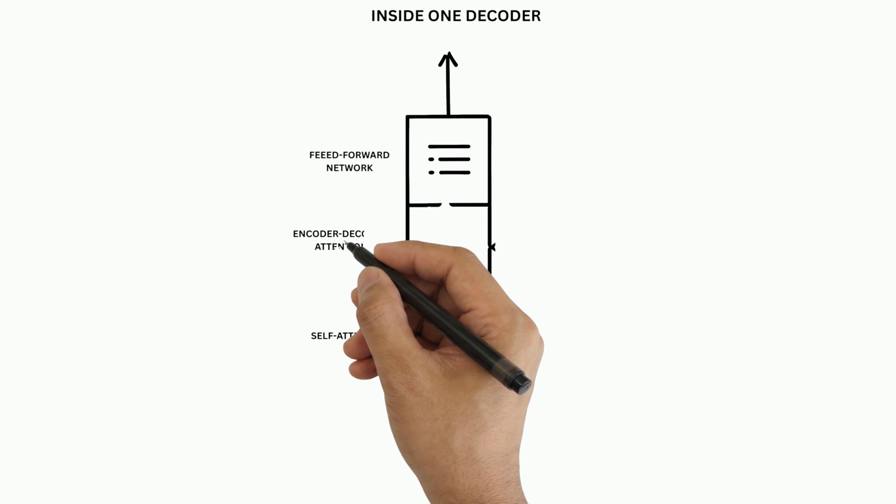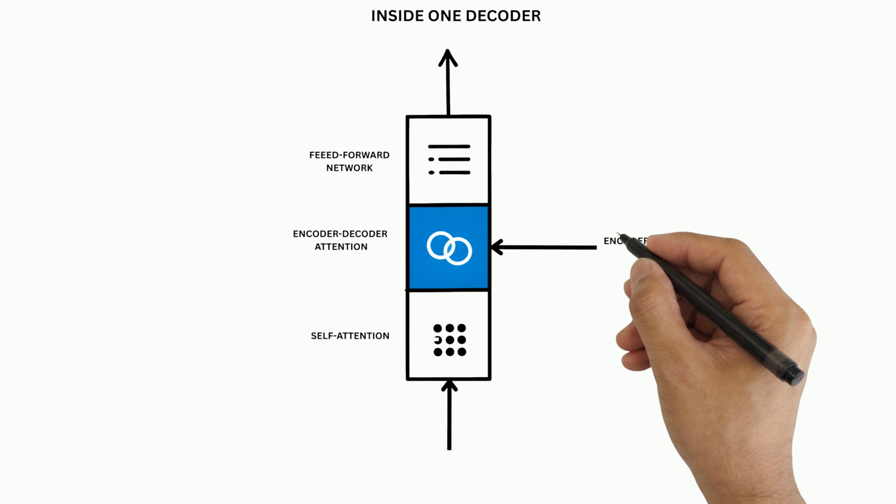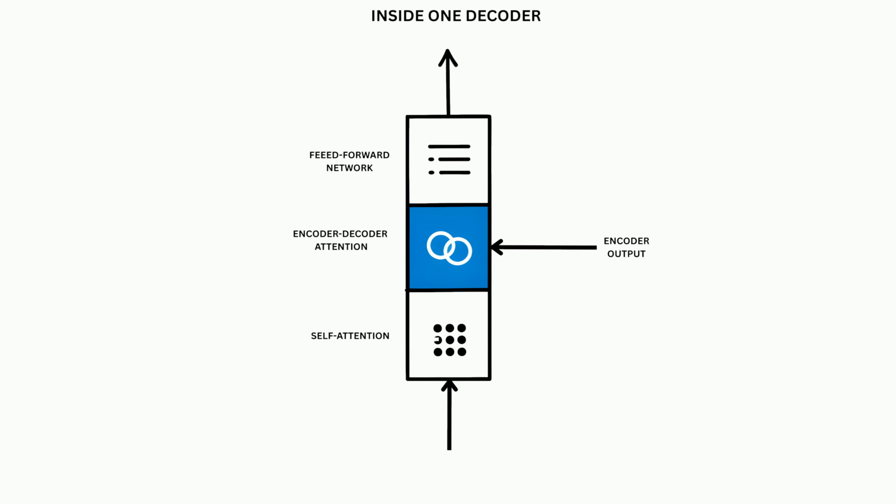Each decoder has the same 2 sublayers as an encoder, plus one extra in between, an encoder-decoder attention layer. This is the sublayer that receives the encoder's output from the side, letting the decoder focus on the relevant parts of the input sentence while it generates each output word.